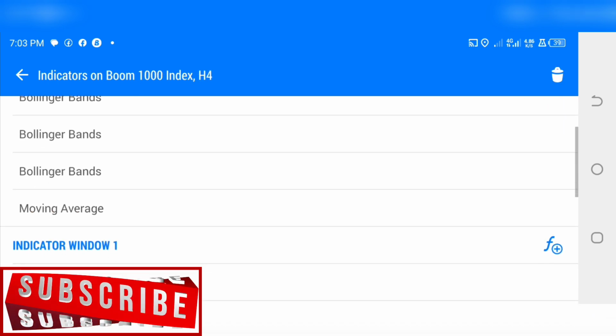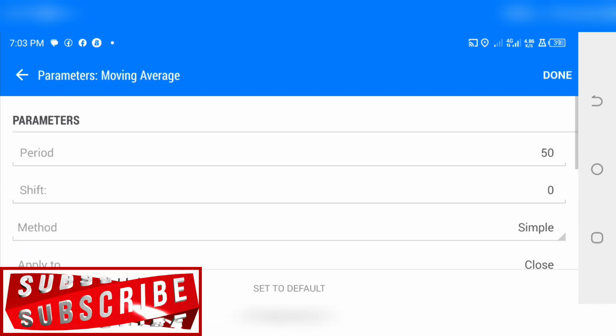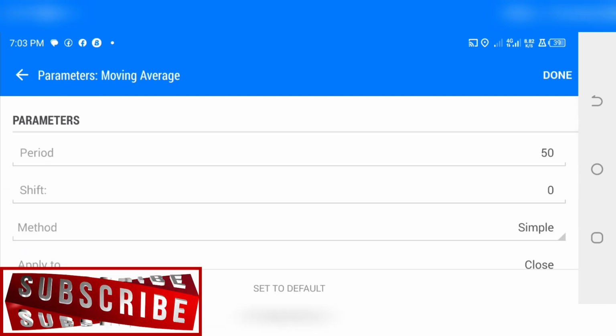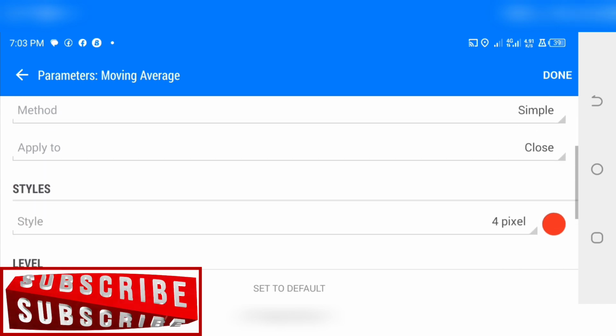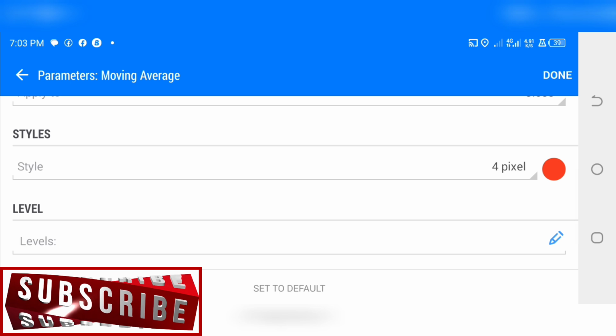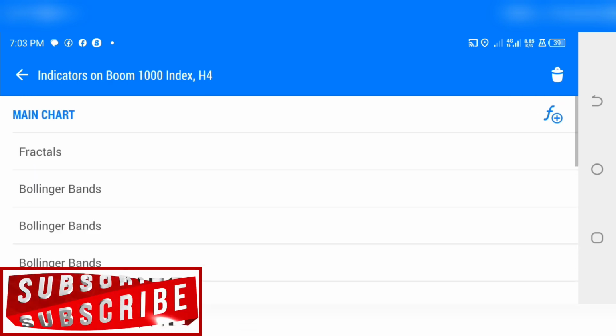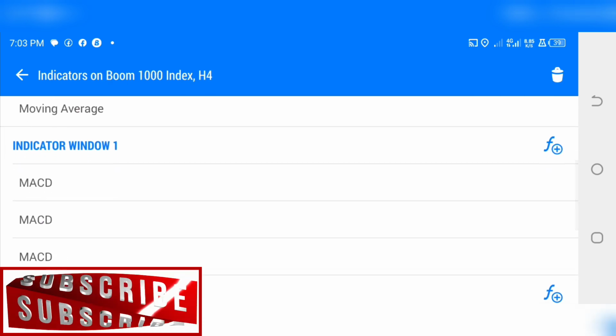The next one is moving average. Moving average: period is 50, shift is 0, method is simple, apply to is close, style is 4 pixel red. Okay, that is it. So move to the indicator windows one.